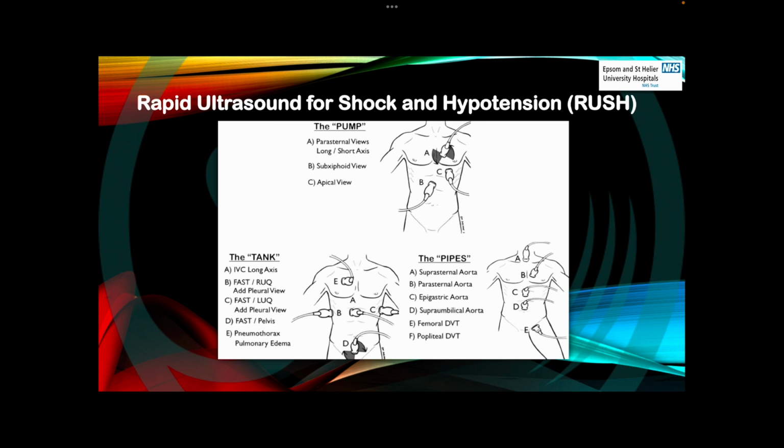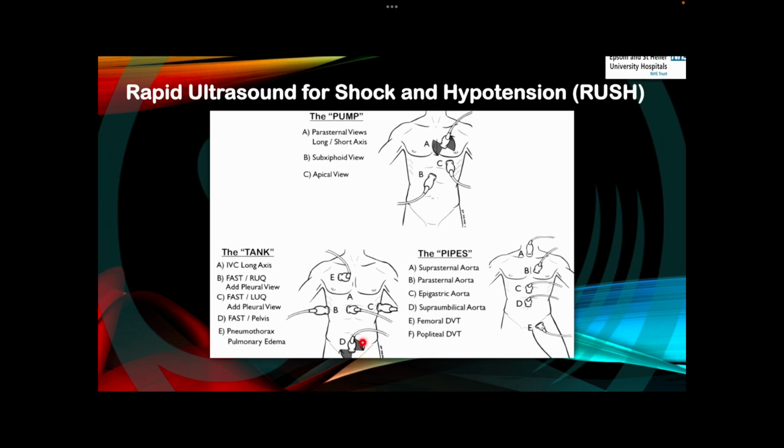So we can see here, this is the subxiphoid view, this is the right upper quadrant, left upper quadrant. This is the other view, which is the suprapubic view, and this is the chest. Okay.